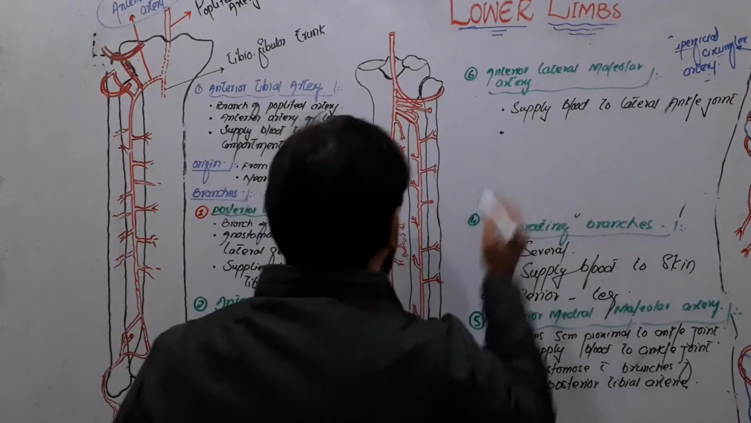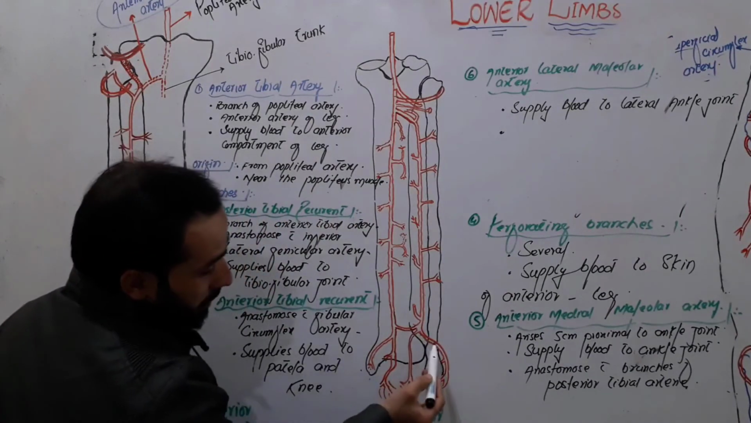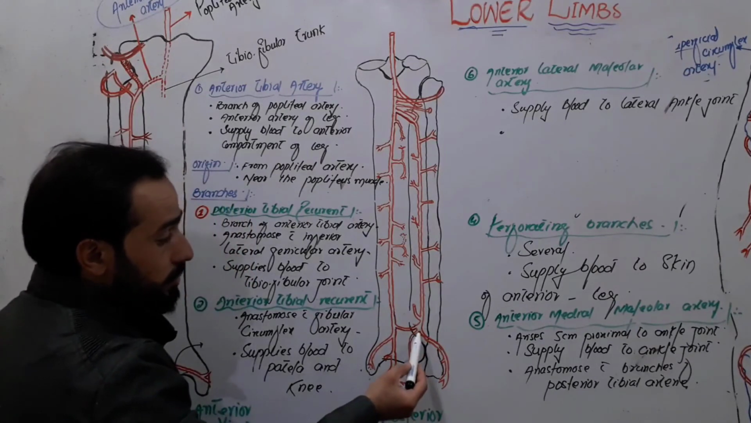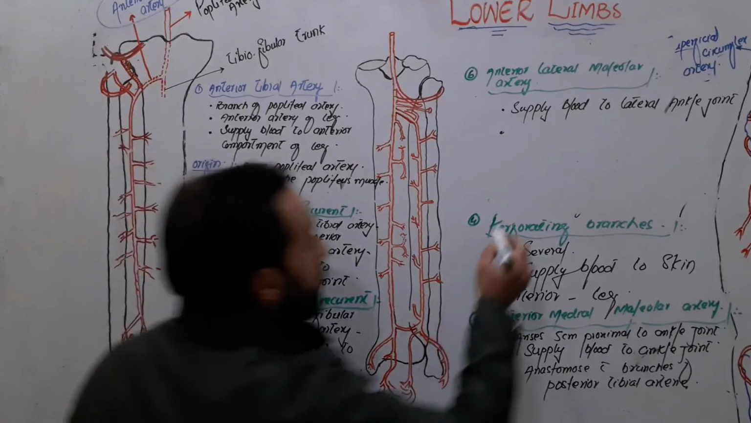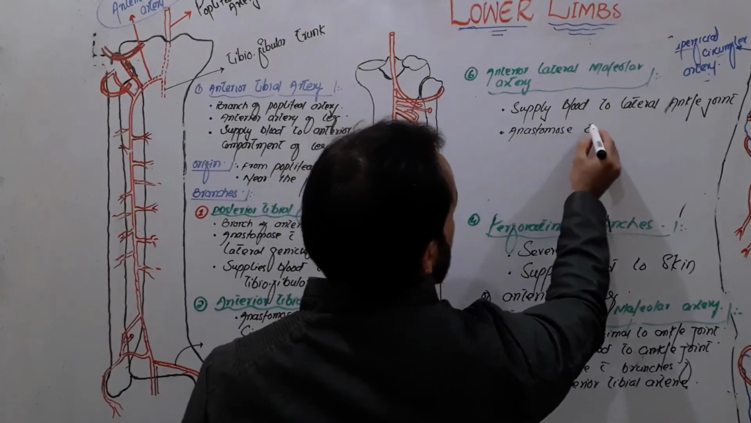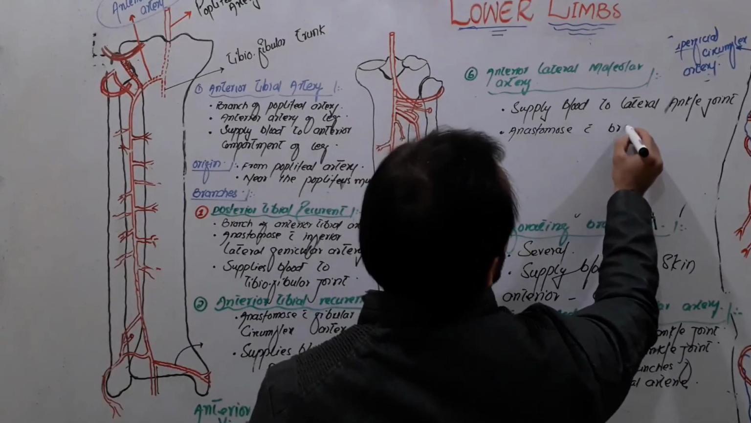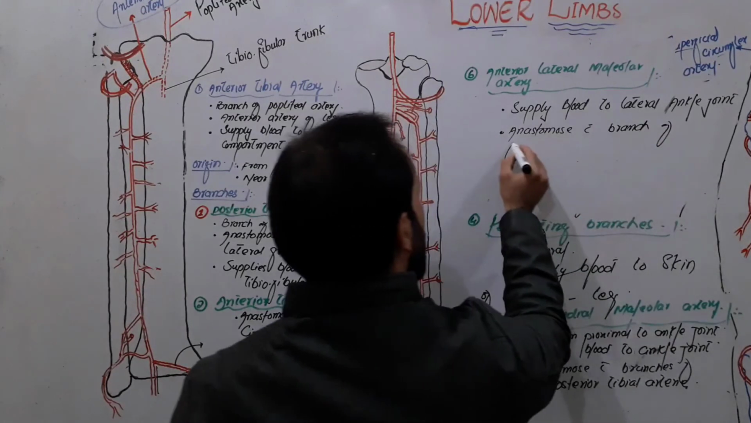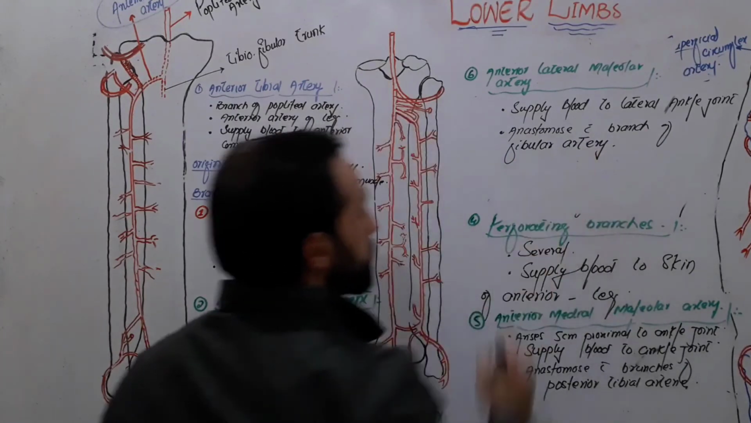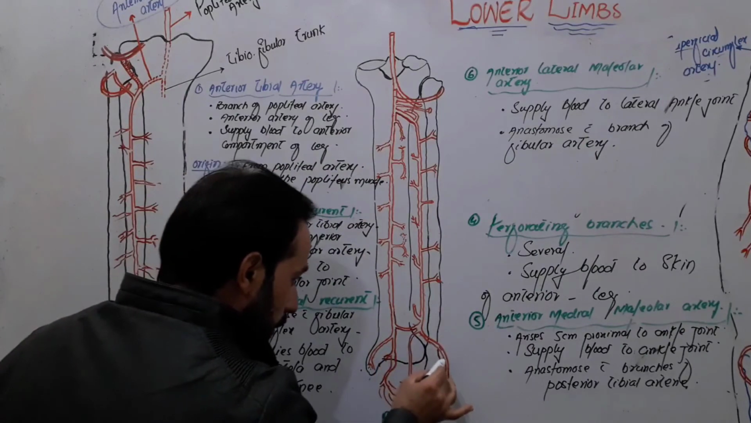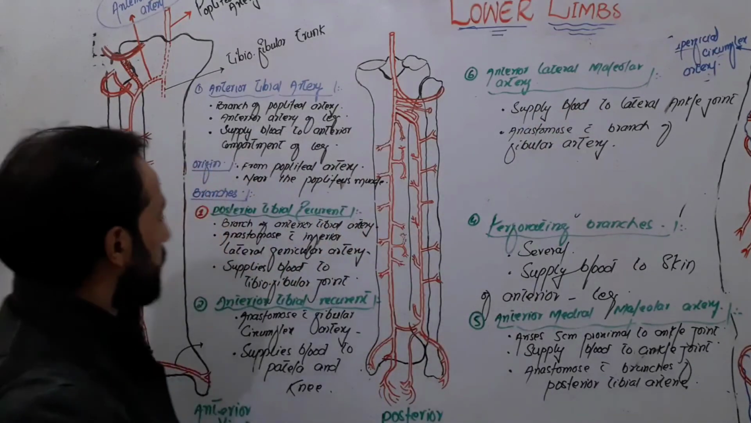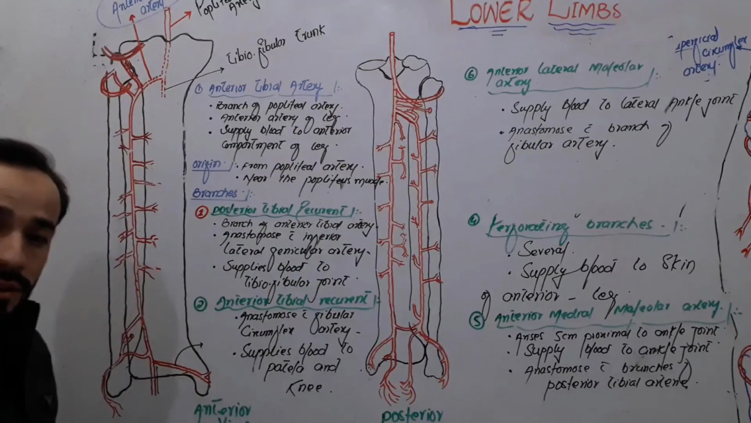Clear, friends? And it also makes anastomosis with the posterior lateral malleolar artery, which is a branch of the fibular artery, right friends? So it makes anastomosis with a branch of the fibular artery. Which branch of the fibular artery? The posterior lateral malleolar branch. So this was about the branches of the anterior tibial artery.